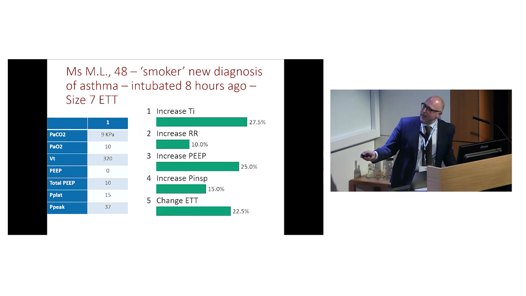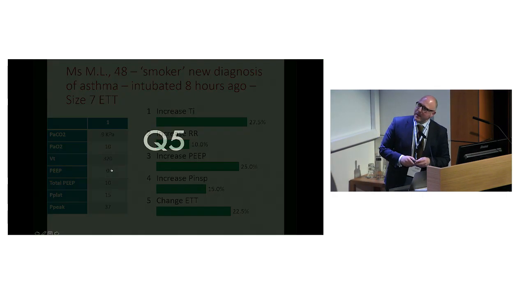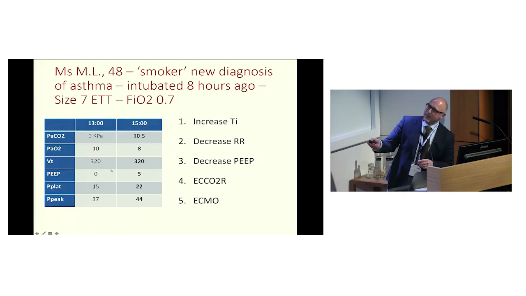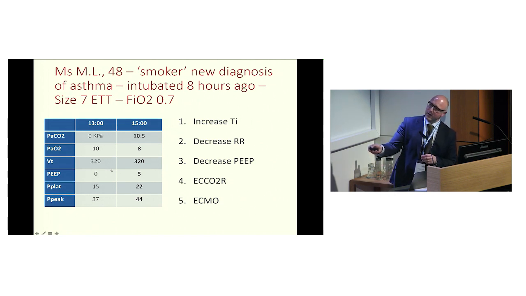Okay, so yeah, tube change, increased TI, to see whether you can get more tidal volume, and increase PEEP. Yeah, that's I think it. But you've done something, not quite clear what it is, and now this is what you get 2 hours later. So now the CO2 has gone up from 9 to 10.5. The PO2 has gone down. Tidal volume hasn't really changed. I think you've increased the PEEP.